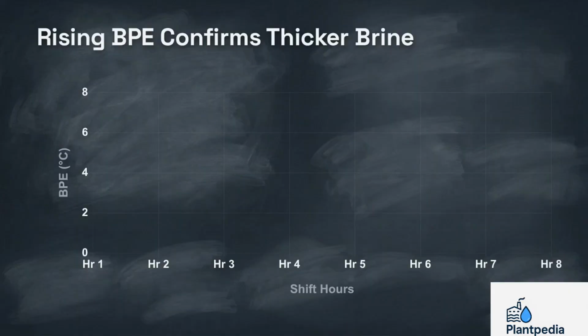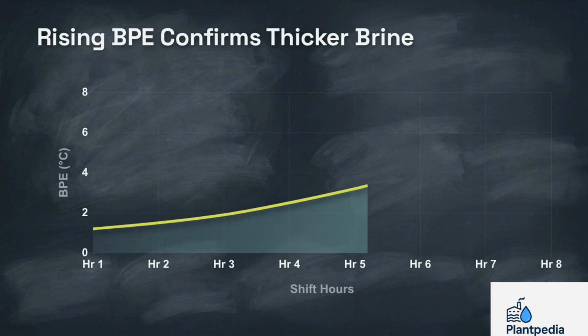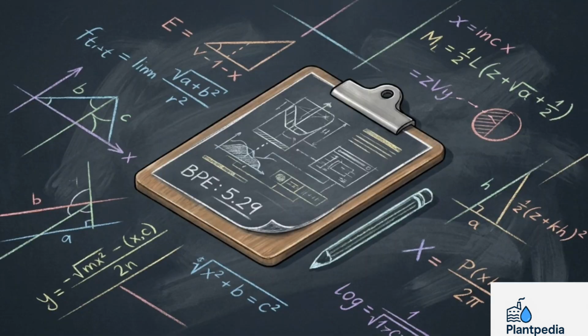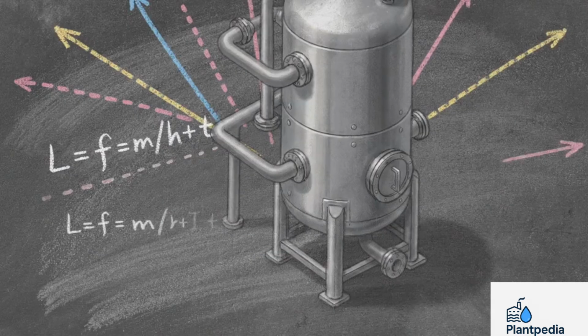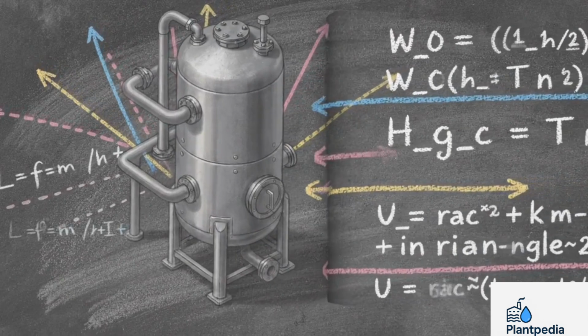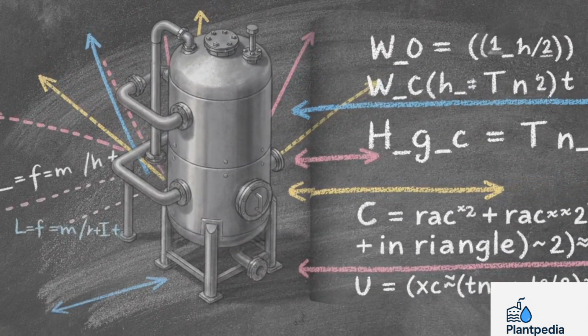This graph plots typical BPE values over a shift. As the BPE number rises incrementally over time, it confirms that your brine is becoming progressively thicker. Take your final calculated number and log it immediately in your shift records. Make this process a habit. Repeating this method at regular intervals provides a clear, ongoing assessment of your evaporator's mechanical health.